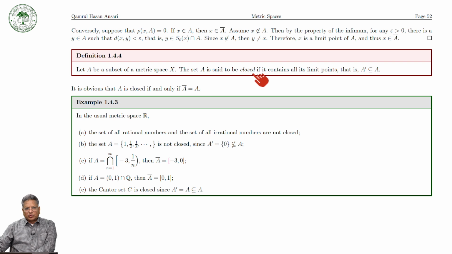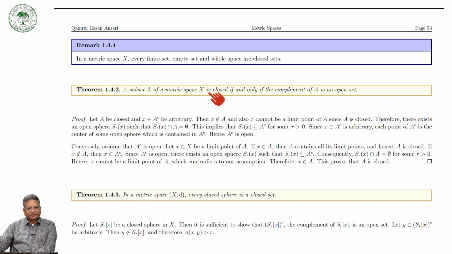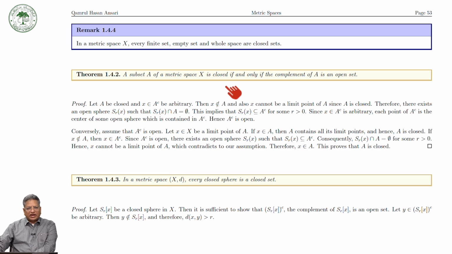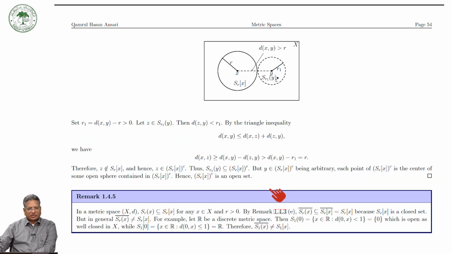Then a set is closed if and only if it contains all its limit points. Or in other words, we can say that a set is closed if and only if the closure of A is equal to A. And then we proved that a set A is closed if and only if its complement is open. And we have also proved that every closed sphere is a closed set.